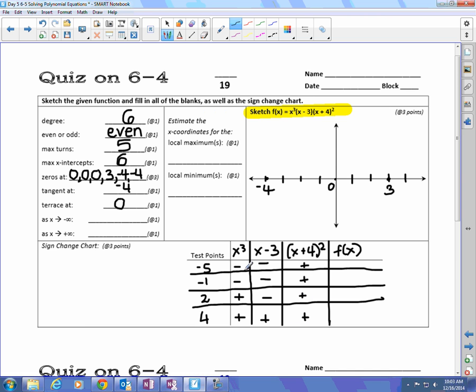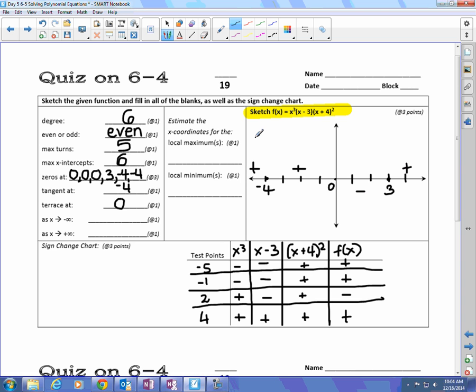Then I'm going to look. If I have 2 negatives and a positive, the product of that is positive. Again, 2 negatives and a positive is positive. 1 negative would be negative, and all positives would be positive. So this is telling me that at negative 5, my function is going to be positive. Between 0 and negative 4, my function is still going to be positive. Between 0 and 3, my function is going to be negative, and after 3, it's going to be positive.